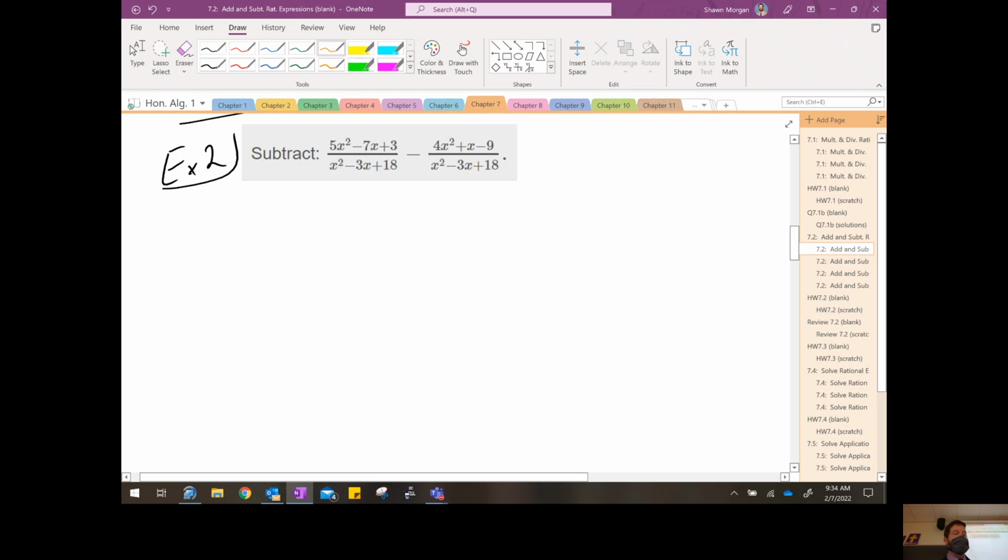Okie doke. Example 2. Y'all are trucking along, doing a great job. Do we already have an LCD in place? Yeah. LCD, least common denominator. Yes, we do. Okay. So now, what I would encourage you to do in a problem like this is once you have the LCD, just go right across the top. Okay? Just straight across the top. Every time you get your common denominator, straight across the top.